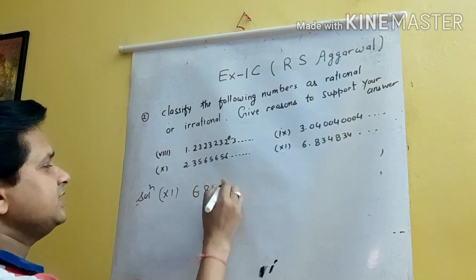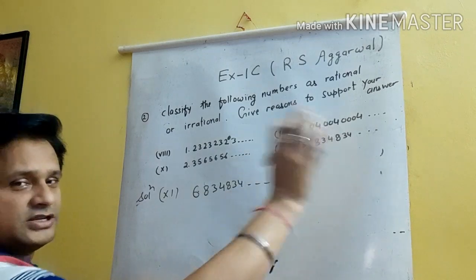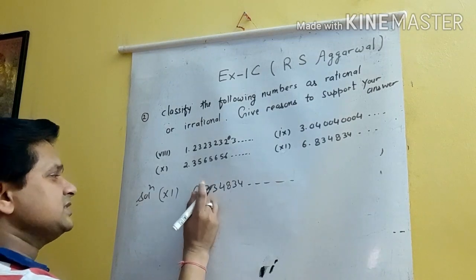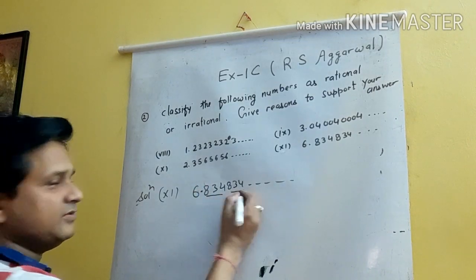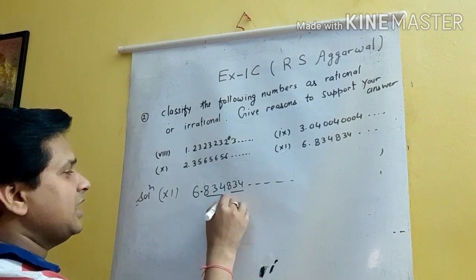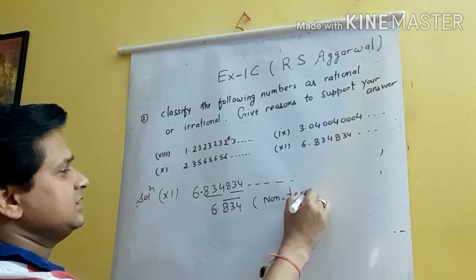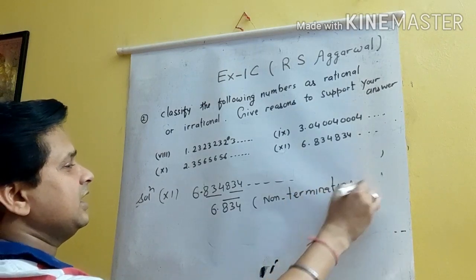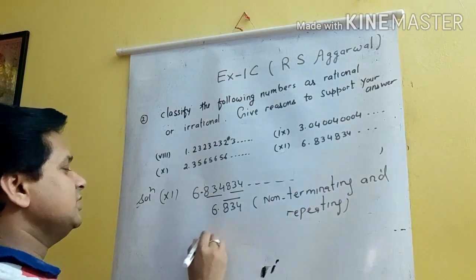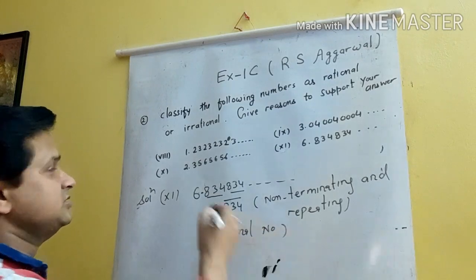7th one, 6.834834... Now you see again the dots are there, it means that this is non-terminating. Now you have to check whether it is repeating or non-repeating. See, after the decimal 834 and 834, 3 digits are repeating. So I can write a bar above 3 digits. So this is non-terminating because the dots are there, and repeating. This is non-terminating and repeating, therefore this is a rational number. Okay. So this was question number 2.